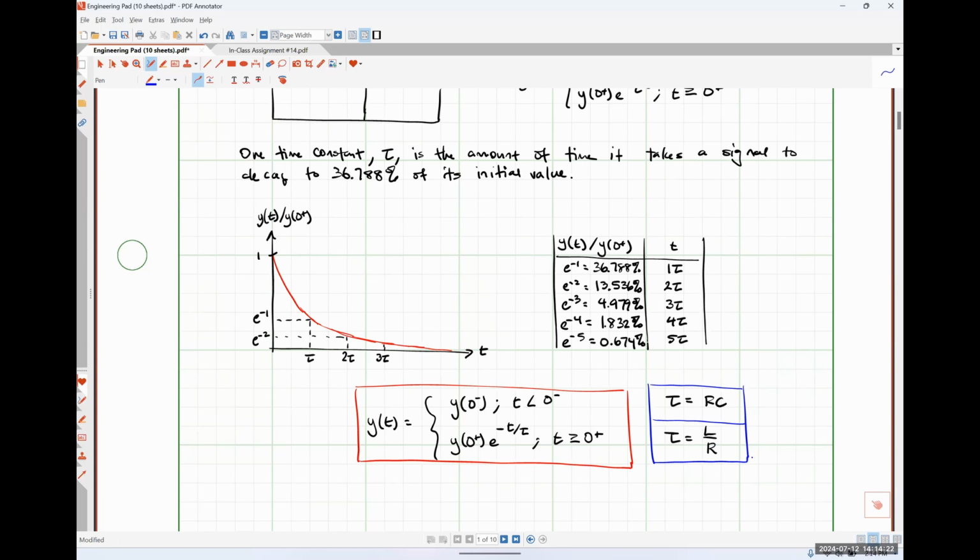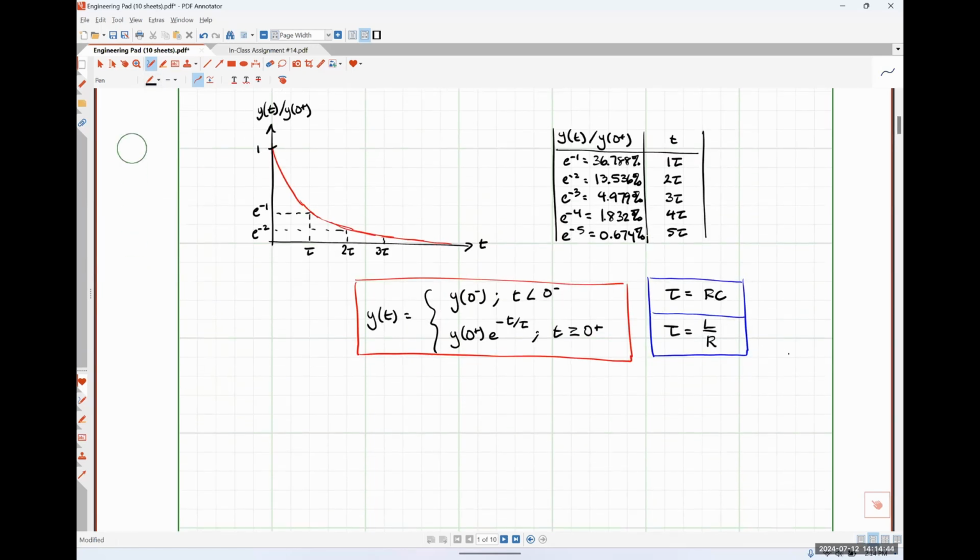So before we move on to the bulk of today's lecture, which is talking about total response, does anybody have any questions regarding time constants or anything like that? All right.